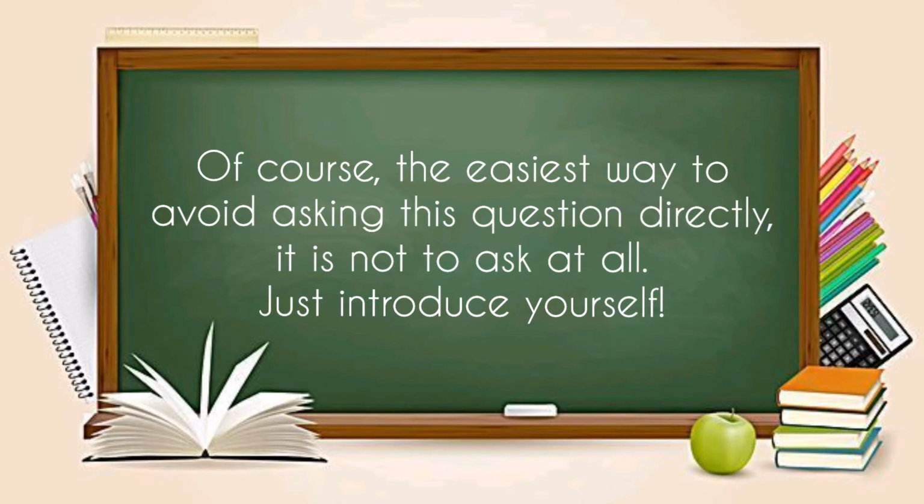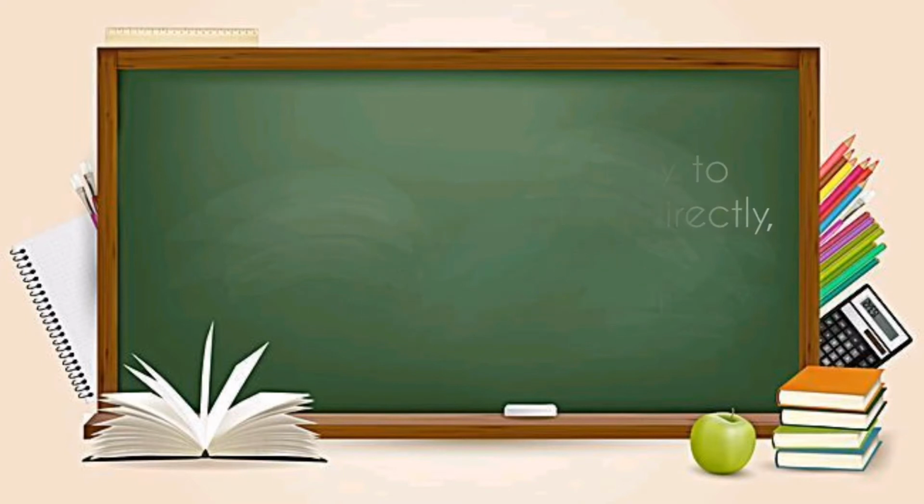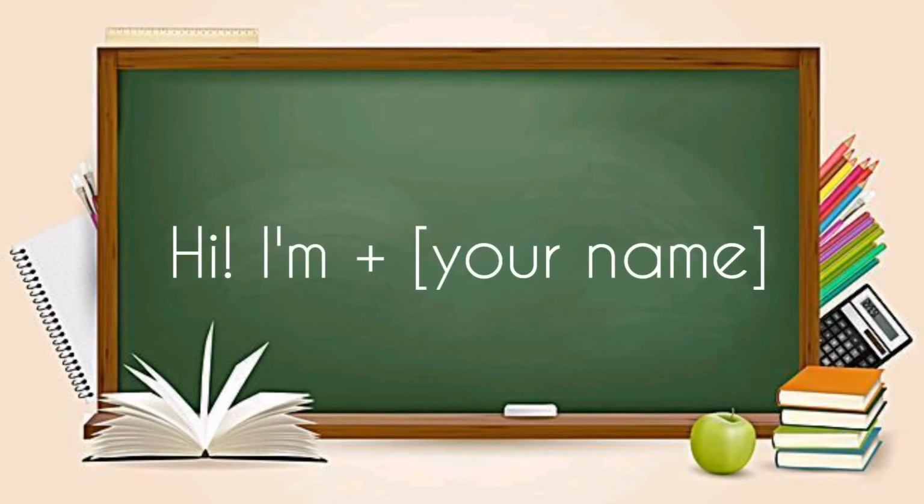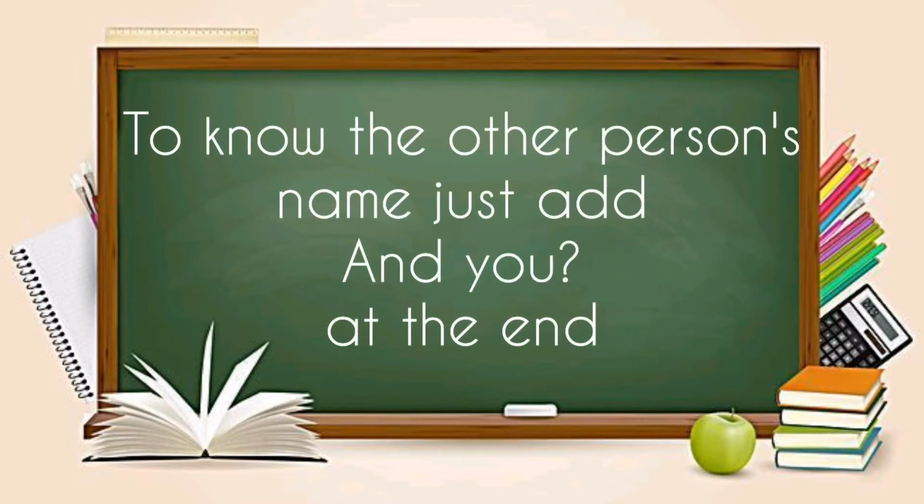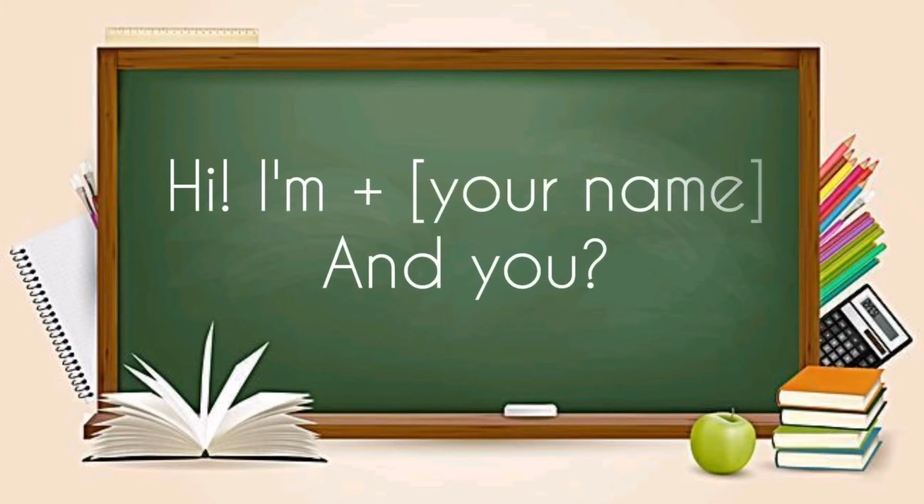Of course, the easiest way to avoid asking the question directly is not to ask at all. Just introduce yourself. Just say, "Hi, I'm Alicia." To show that you want to know the other person's name, just add "and you?" at the end. "Hi, I'm Alicia, and you?"